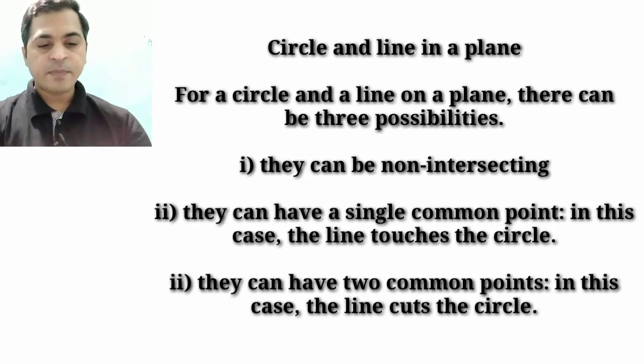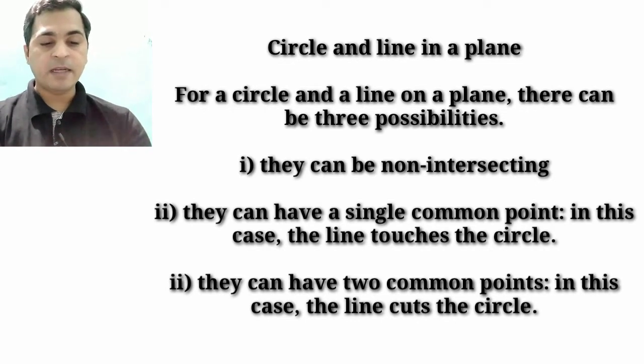For a circle and a line on a plane, there can be three possibilities. How many possibilities, students? Three possibilities. First, they can be non-intersecting. In the very first case, the circle and the line can be non-intersecting. Second, they can have a single common point.